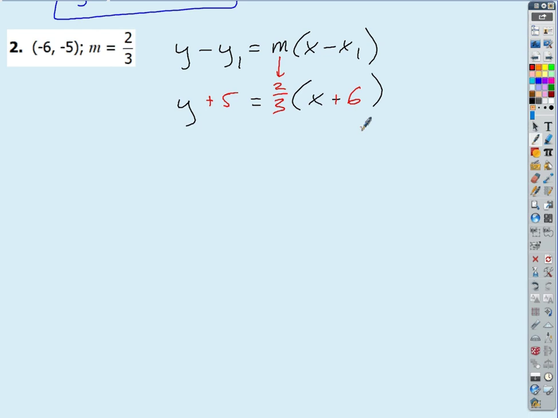Okay, so there's point slope form. Good. Okay, so what's next? Autumn, what's next then? We got everything plugged into point slope. Now we're going to try to simplify this and put it into slope intercept form.